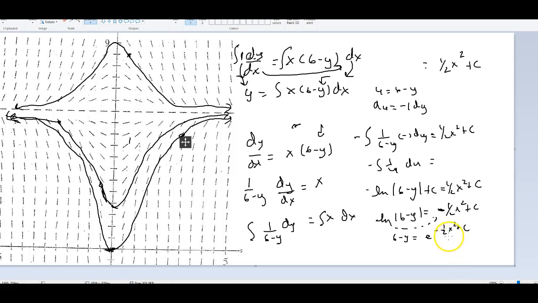Isn't that fun? And then I want to get rid of the 6. And so I get, oh, I still got absolute value bars. I forgot about that. So then I'm going to have to get rid of the absolute value bars.